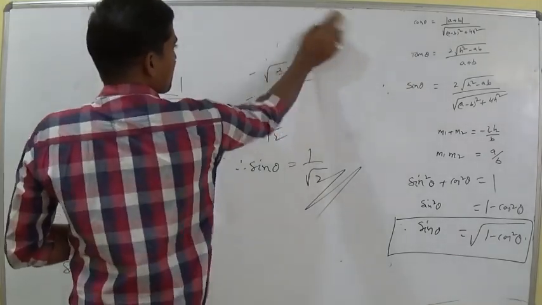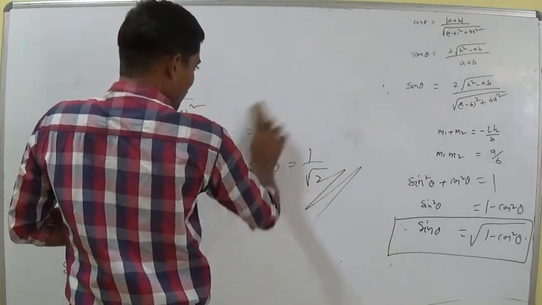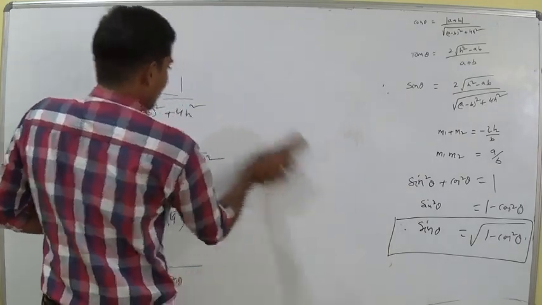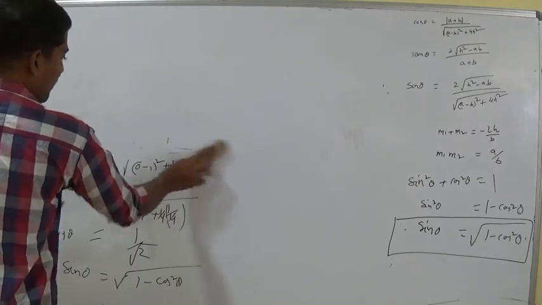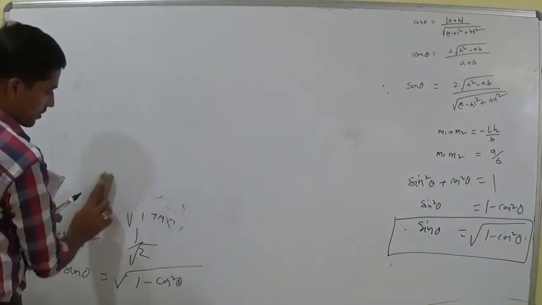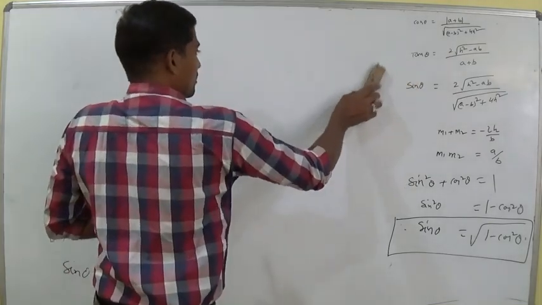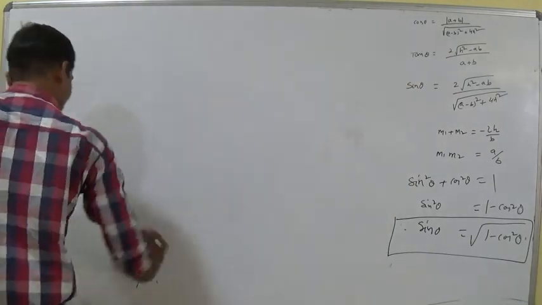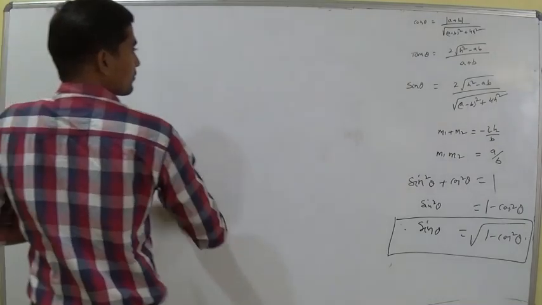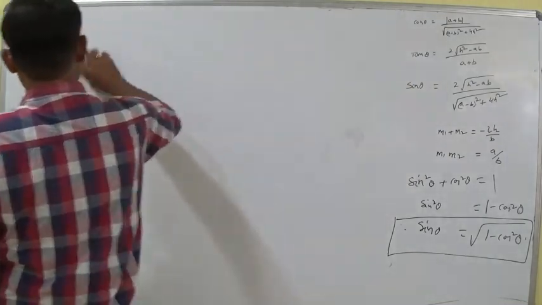Actually, we have a sin theta formula, but we solved this problem in a different way. That is, sin theta is equal to square root of 1 minus cos square theta. Otherwise, you can use this formula to get the value of sin theta. You try for that. Use this identity and solve yourself.